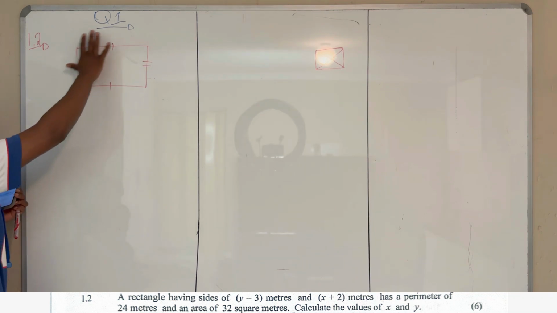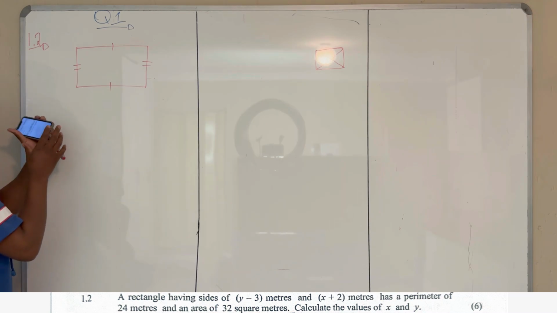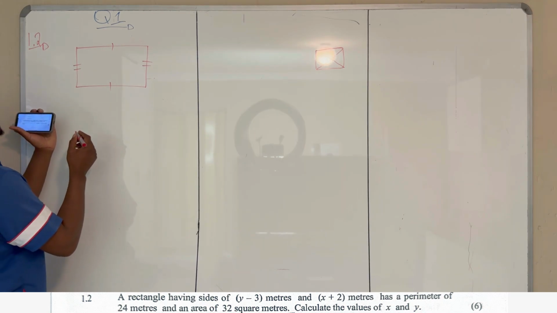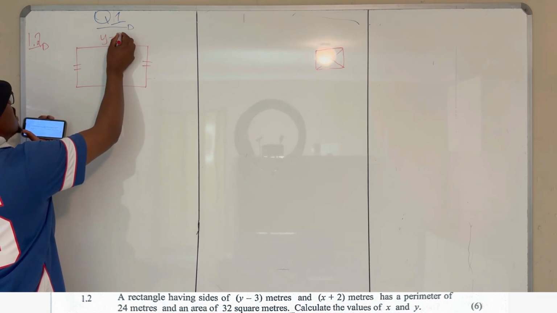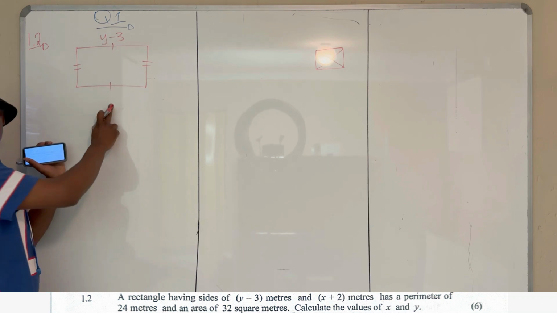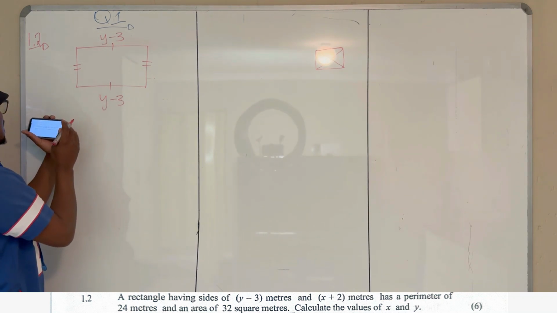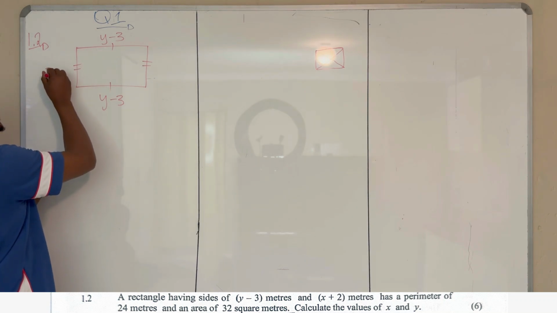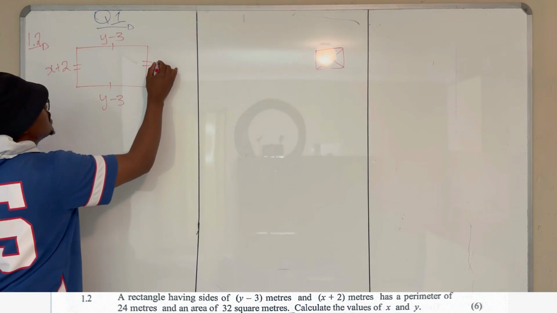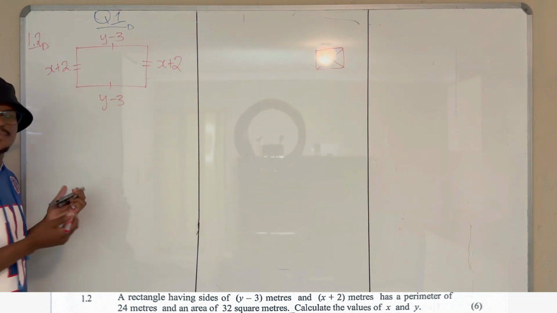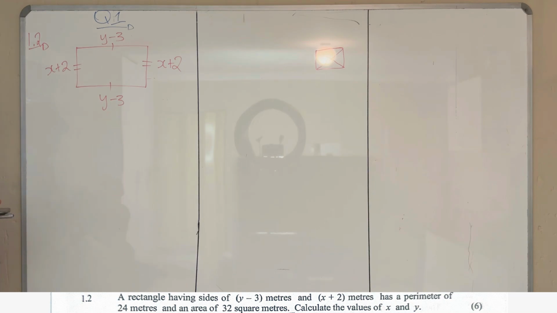So if we're saying this is a rectangle, this rectangle of ours has the sides, let's say this is y minus 3. So if this is y minus 3, so is this one. So this is y minus 3 as well. And the other sides are what? Are x plus 2. So we can say this is x plus 2, and this side is x plus 2. It doesn't really matter which order you put them. A rectangle is a rectangle.